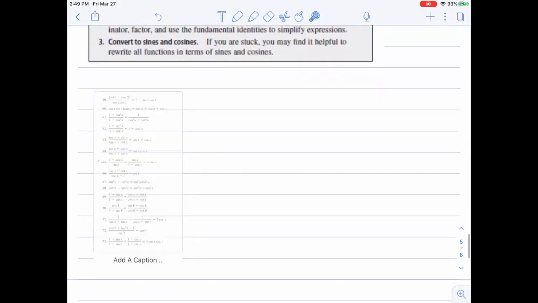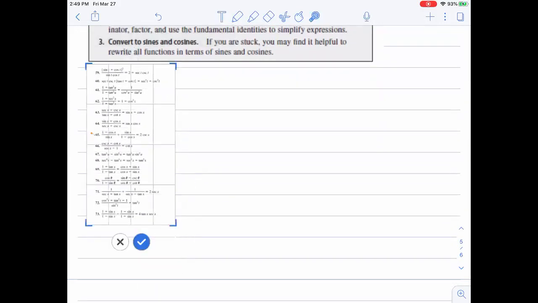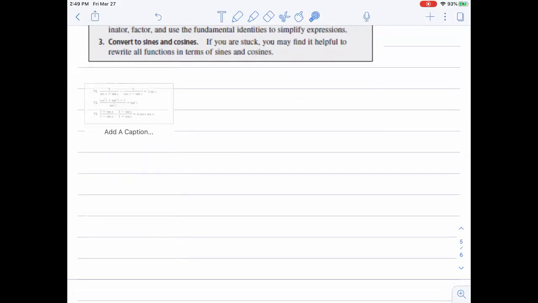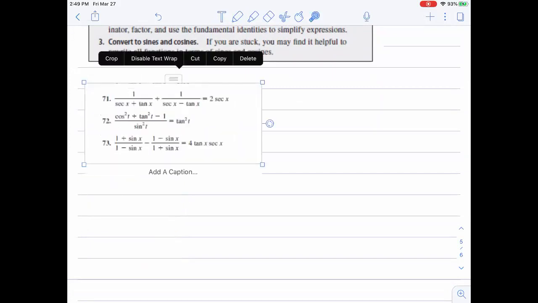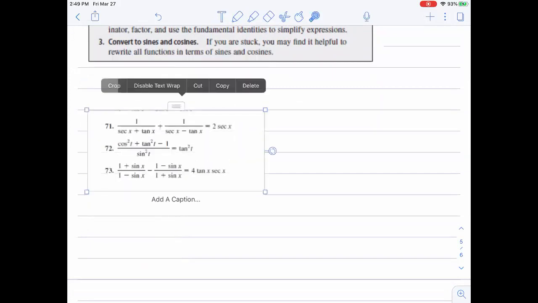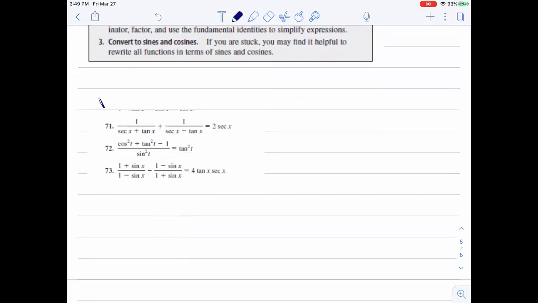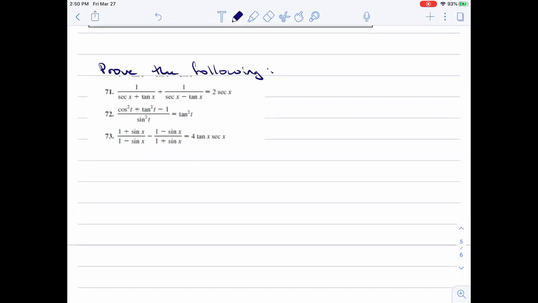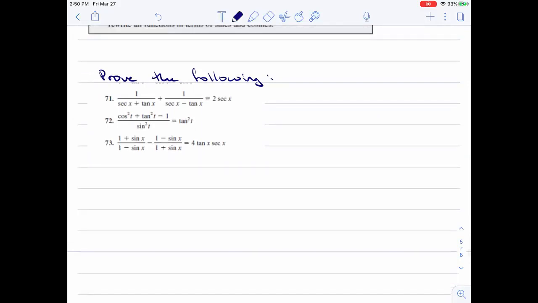So you know what, I'm just going to crop these. Let's just do these last three. So here I'll just say, prove the following. So these are the ones that we'll do together, and as you saw, there's tons more.